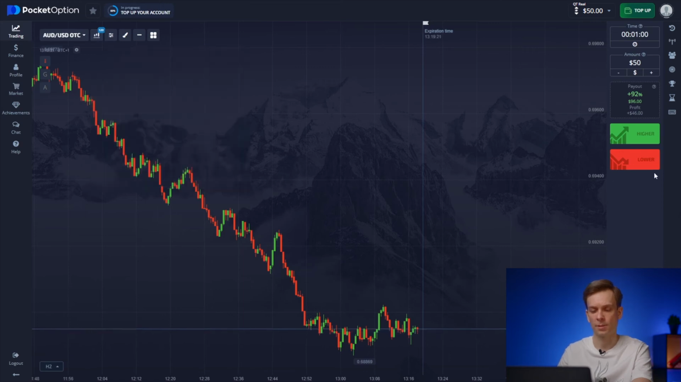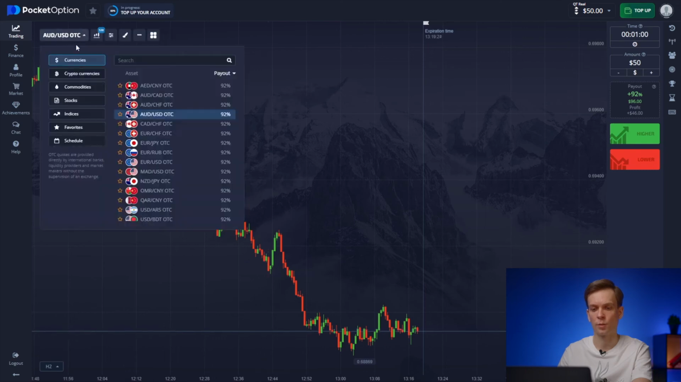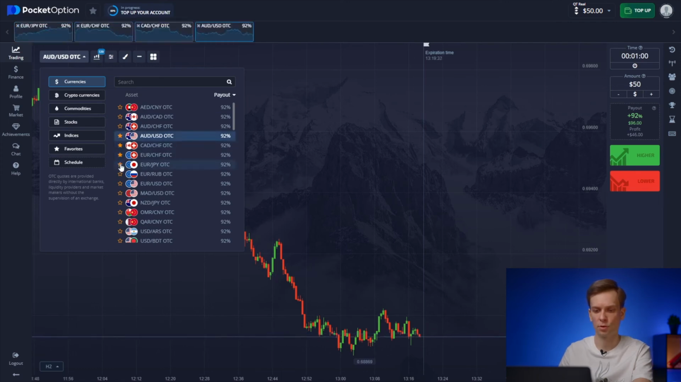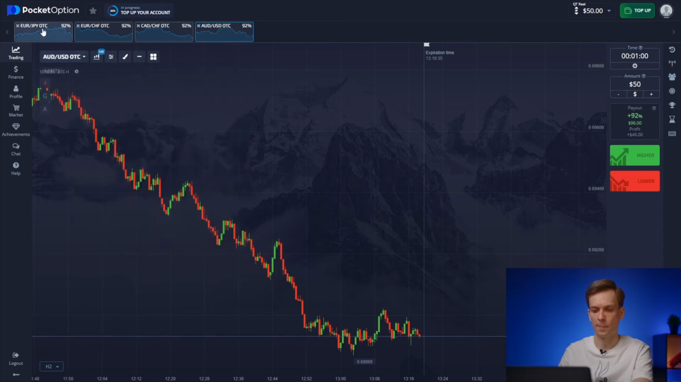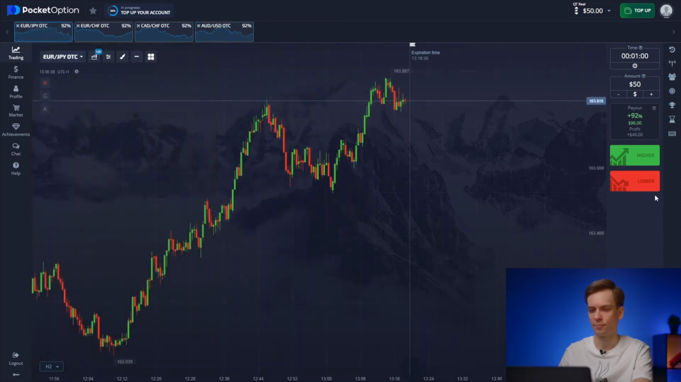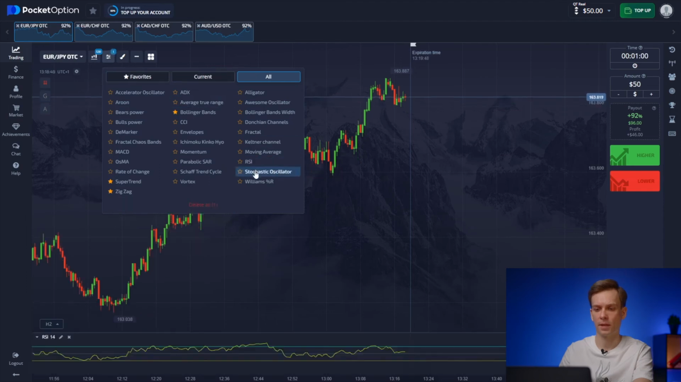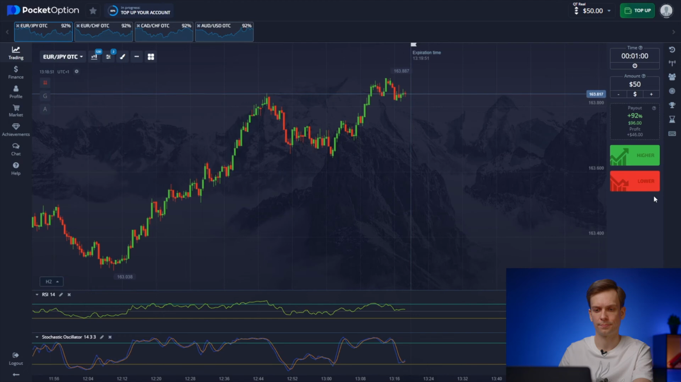Now let's add the currency pairs. I'm going with the Australian dollar, the US dollar, the Canadian dollar, the Swiss franc, Euro, the Swiss franc, and finally Euro, the Japanese yen. I will also be using the RSI and stochastic indicators. Now that our platform is set up and ready to go, I must say it's incredibly user-friendly. I really like the interface, everything is accessible and intuitive.